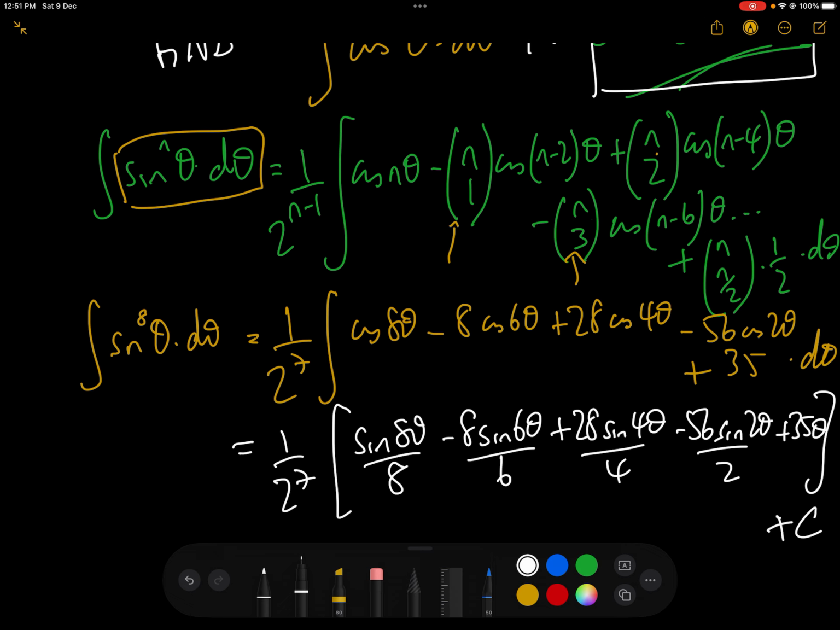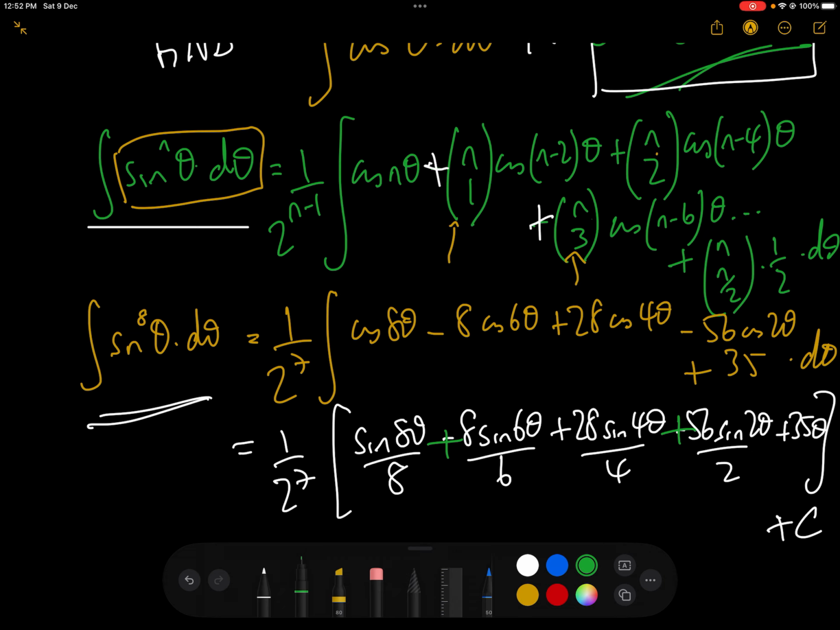Given that we know what the integral of sine to the n theta is, or as an example, given that we know the integral of sine to the 8 theta, how can we find the integral of cos to the n theta d theta in 1 second? Well, all you do is you replace the minuses with a plus. Voila. That is your answer. So you can do it in 1 second. It's not a claim which can't be substantiated.